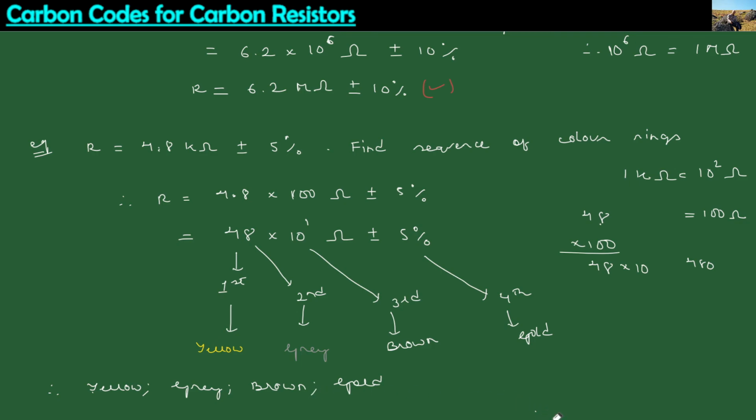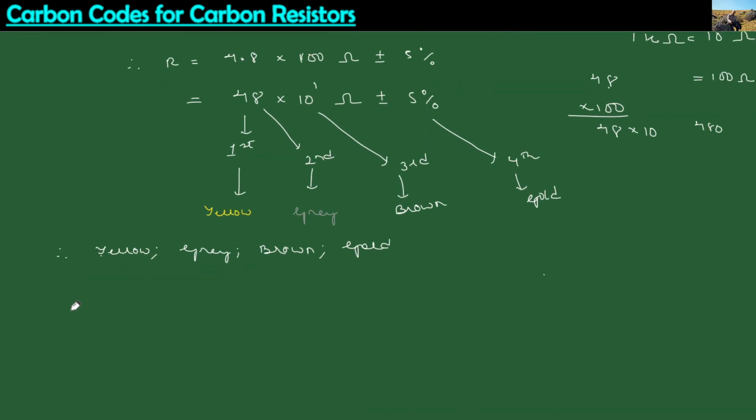Just do some of the examples by yourself for your assignment or workout, so that you can ascertain whether you have understood or not. For example, suppose I give you the value of R to be 5.9 kilo ohms plus minus 10%. Find the sequence of the colored rings.